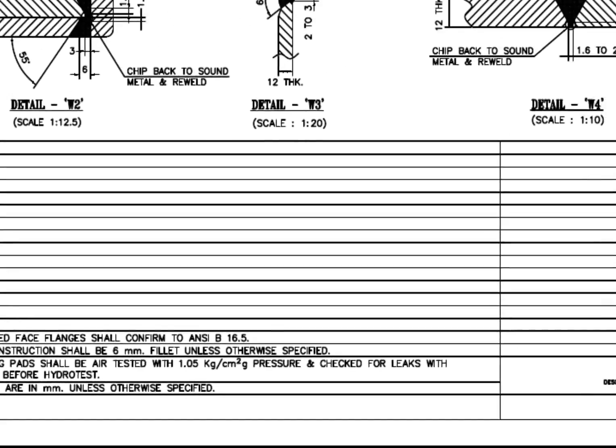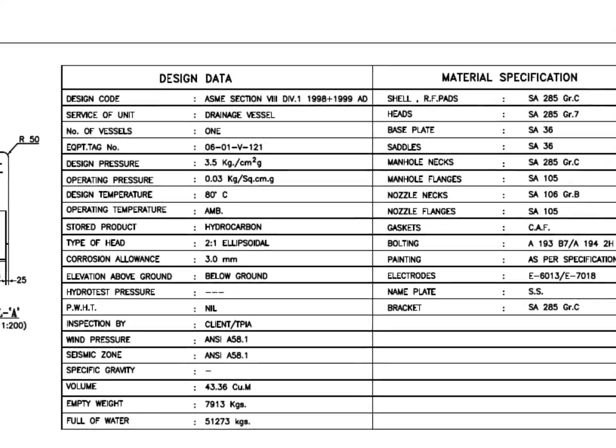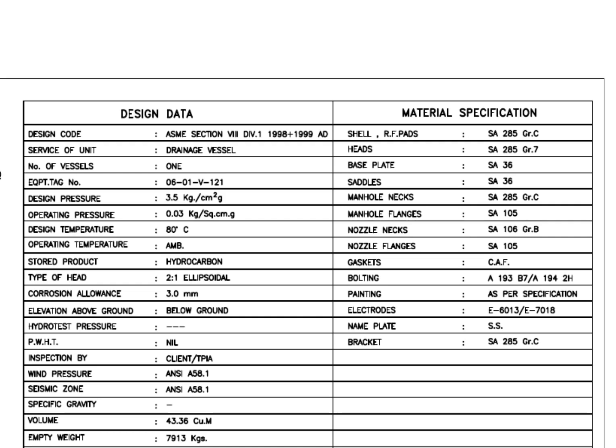Before starting the work, you must read and make sure you clearly understand these notes. This is very important. Read the design data. This is a drainage vessel. The design pressure is 3.5 kg per centimeter square. Type of the head is 2:1 elliptical.